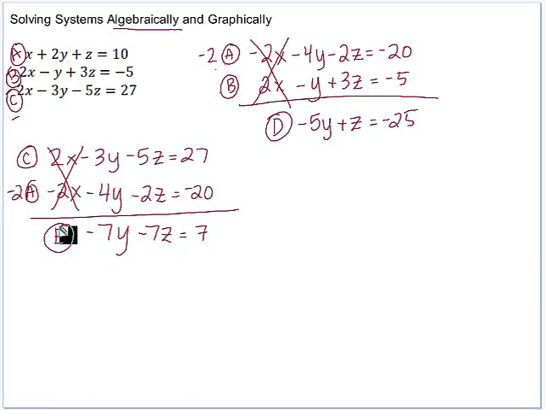E, we can simplify. 7, 7, and 7. Why don't we just divide everything by 7 to make it a little bit simpler to work with? So now equation E is -y minus z is equal to 1.